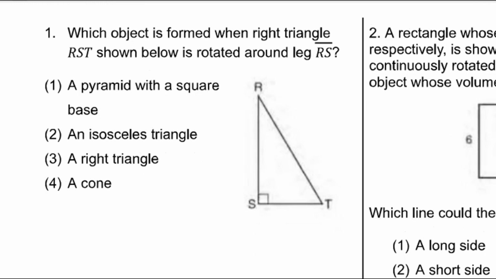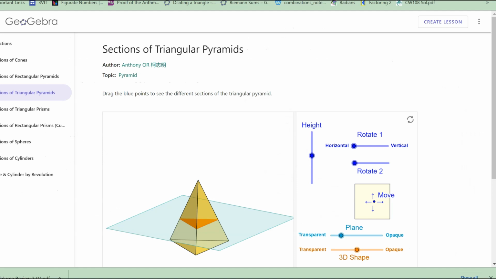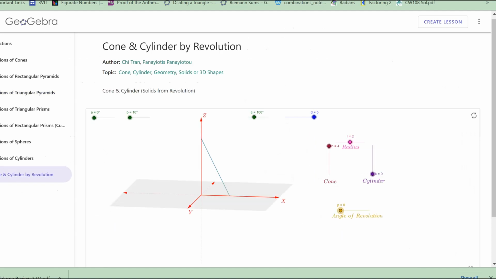Number 1. Which object is formed when right triangle RST shown below is rotated around leg RS? Anytime I'm rotating a triangle, you will always create some sort of cone. But to visualize it, if I rotate this triangle around RS, RS isn't going to move. I'm going to take T out of the paper, put it back into the paper, spin it around, and I would do that with all of RT and it would create that cone shape there. If you want to see it in 3D, here would be the image.